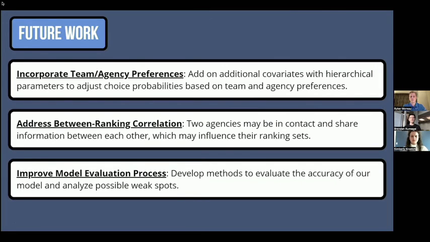So these are just a few cool results from our model that we're happy to share with you. We believe that this rank-ordered logit model provides an excellent foundation to predict the NHL draft, but there's still a lot of areas that we feel like we can improve upon with this work, such as incorporating a covariance structure to account for team needs and team and agency tendencies, addressing the correlation between ranking sets by partnering agencies such as, say, TSN's Bob McKenzie and Craig Button, sharing draft notes and potentially influencing each other's rankings, and also conducting deeper model evaluation techniques to find the weaknesses in our model and improve upon it.